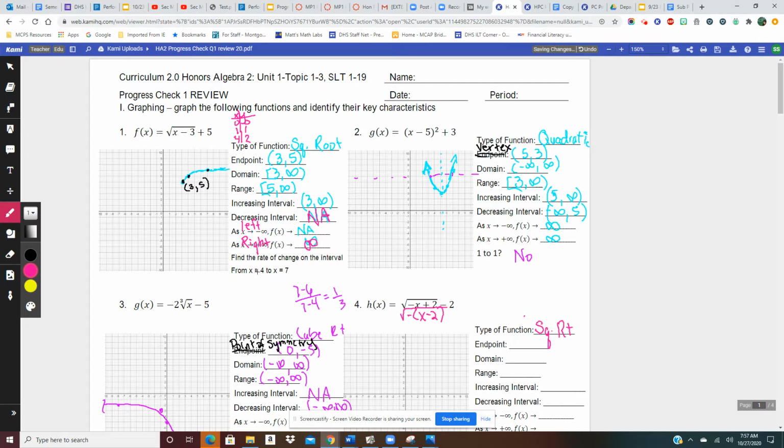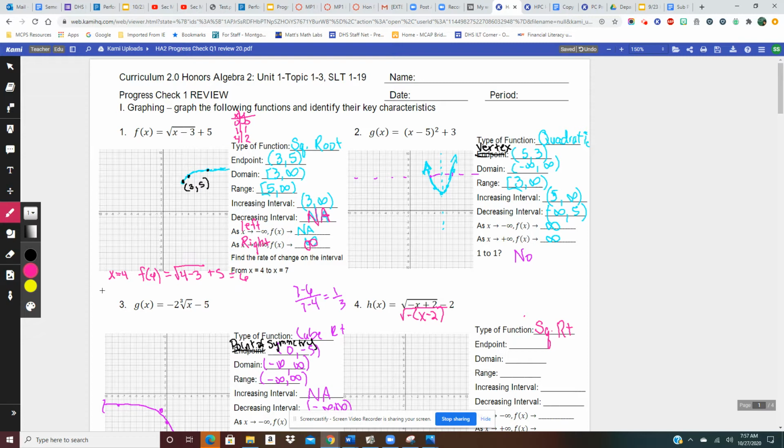Okay, the rate of change from the interval x equals 4 to x equals 7. So I have here x equals 4. I can plug it in here and get the answer. But you can actually look at the points here. I just want to show you how to plug it in. So at x equals 4, you're going to plug it into the equation. So you're going to do f of 4, basically plug it in, and you're going to get square root of 4 minus 3 and then plus 5. Well, that is 1. So the square root of 1 is still 1. 1 plus 5 is 6.